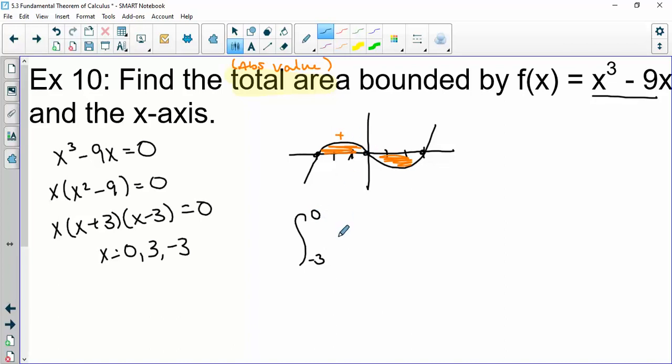That section is above the x-axis, so we don't have to worry, it would be a positive anyway. But when we go from 0 to 3, that section was below, so it will turn out to be negative. How do we make it a positive? Yeah, we run a negative through. It's like doing the absolute value.